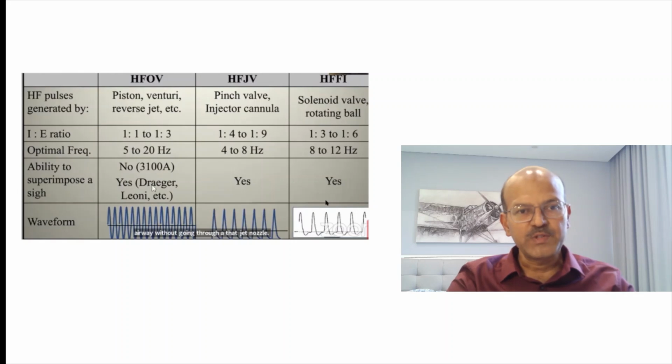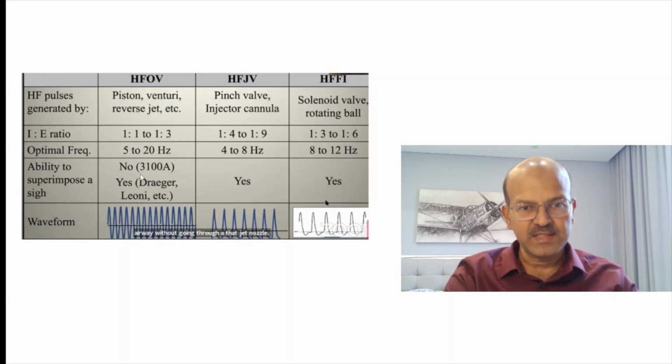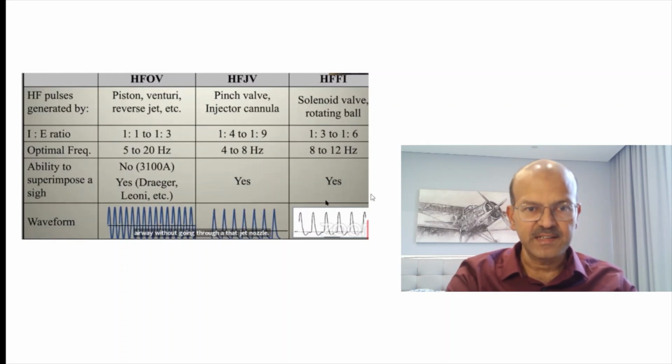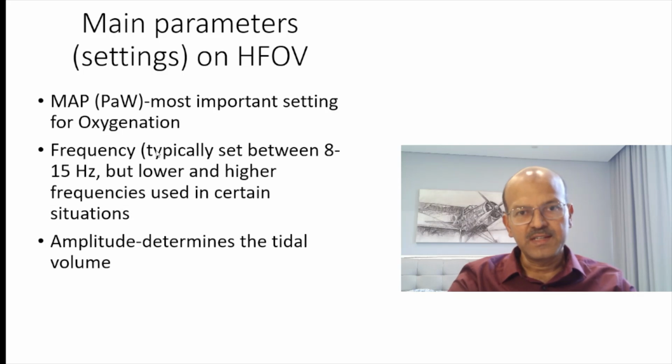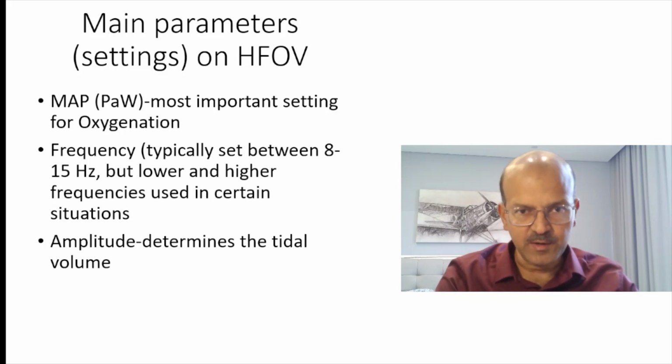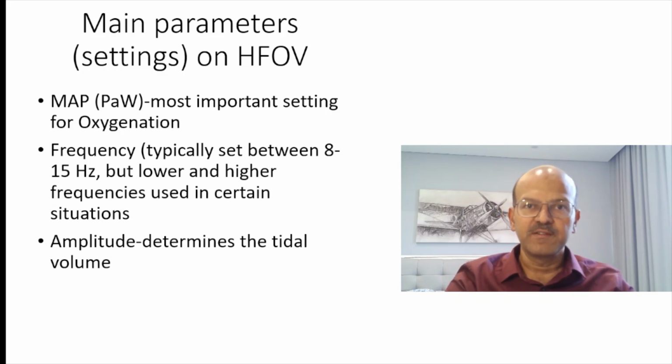We can impose a PSI in the modern high frequency oscillators, and you can do that with the jet and flow interrupters as well. And this is how the waveform looks. The main difference is the active exhalation. So the inspiratory and expiratory time can be equal. The 1:1 ratio is possible in the oscillation, while it won't be possible in jet or interrupter. The mean airway pressure is the most important setting for oxygenation, and we will discuss how we choose the mean airway pressure according to the disease condition, especially when it comes to discussing recruitment versus non-recruitment.